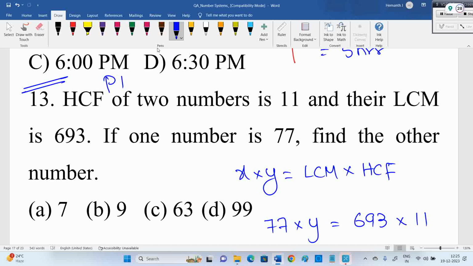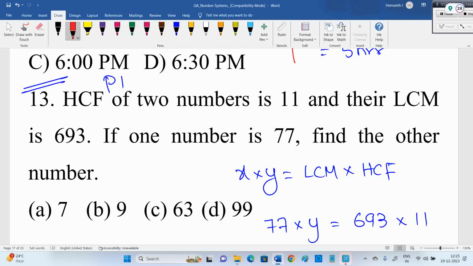693 is divided by 11. 63 times it will divide. So now there is a second property, that LCM is always divisible by HCF. If not, the question itself is wrong. If LCM of the given numbers is not divided by HCF of the given numbers, then the question itself is wrong. You take any given set of numbers, find LCM and HCF. Definitely LCM is divisible by HCF.